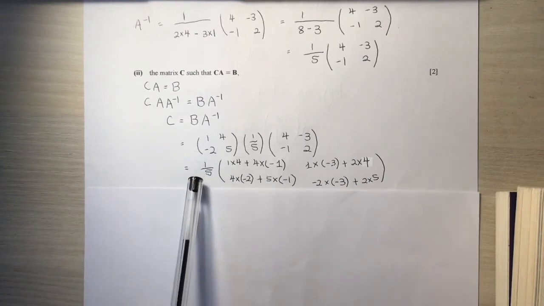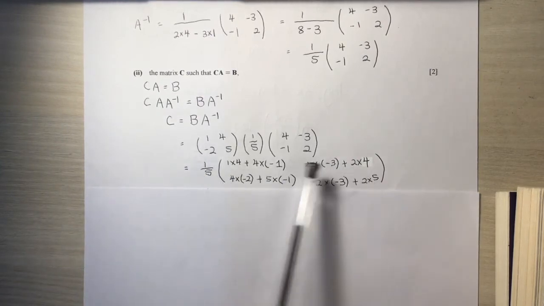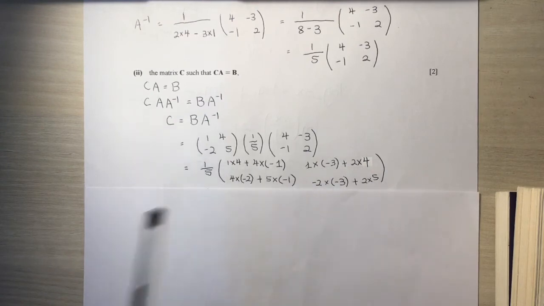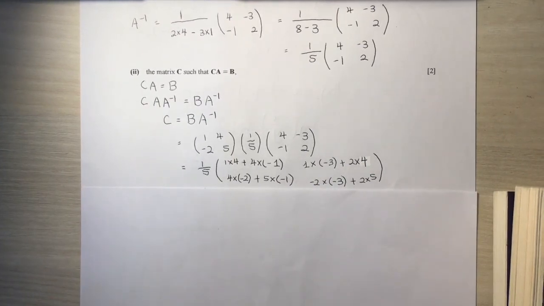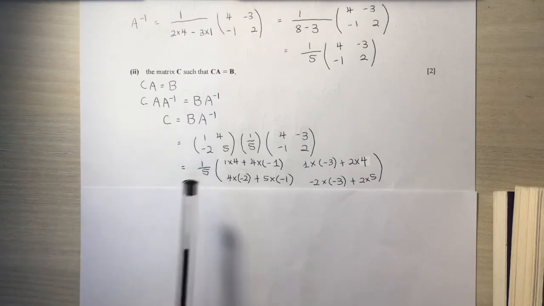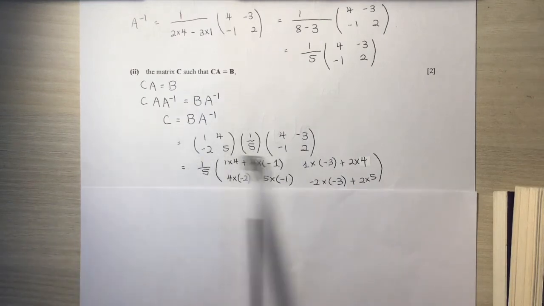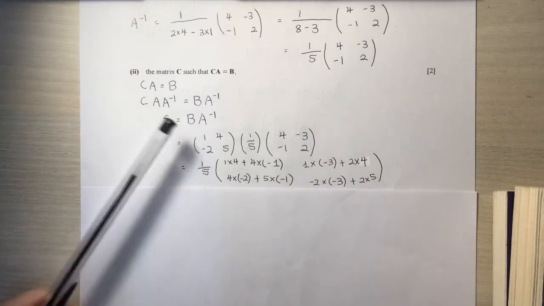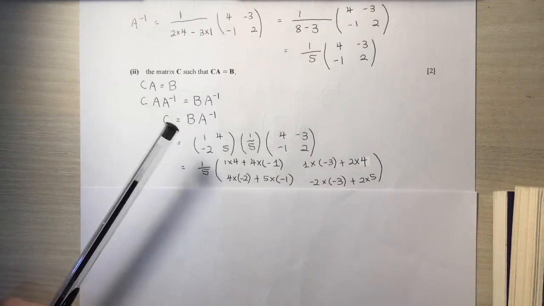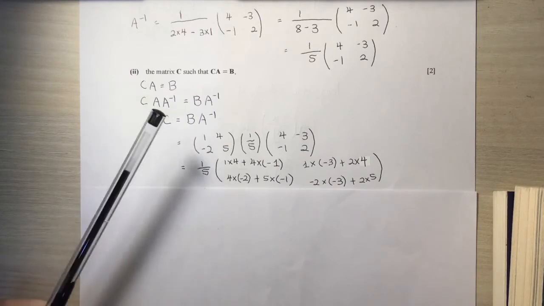After we move the 1 over 5 in front, just carry on with your matrix multiplication. If you need further explanation on how to carry out the multiplication and the basic rules and laws of matrix multiplication, I can make another video on that. Let me know by commenting at the bottom.